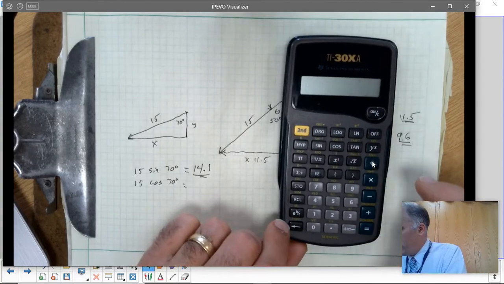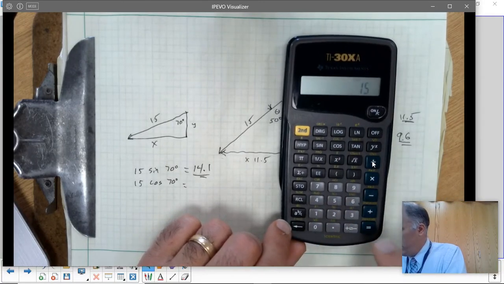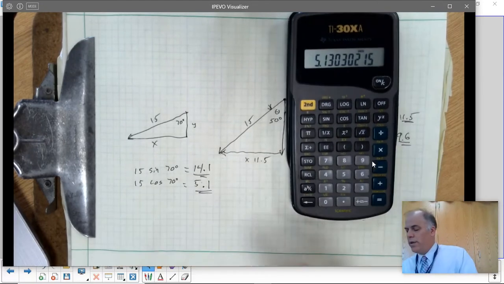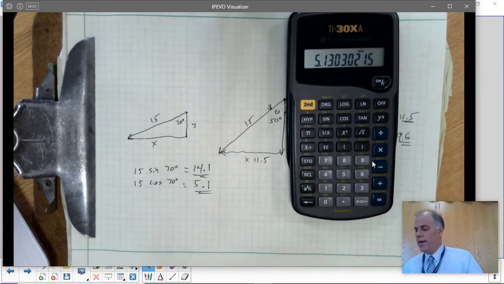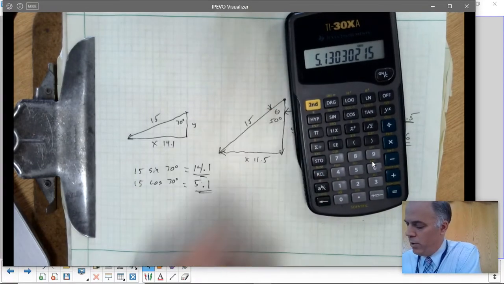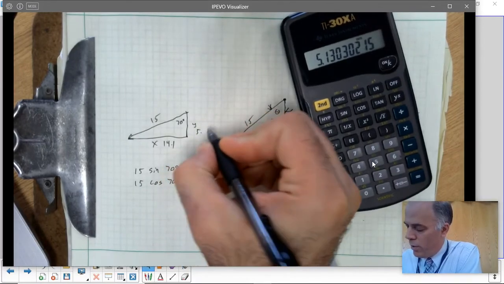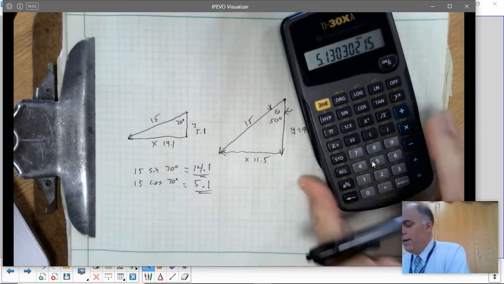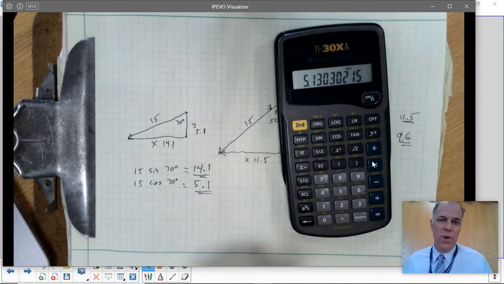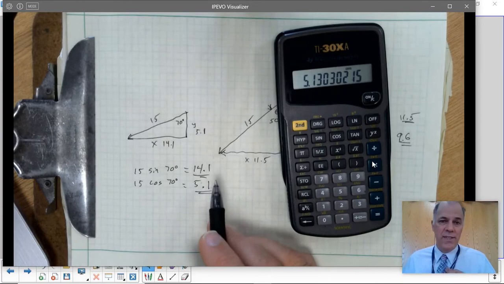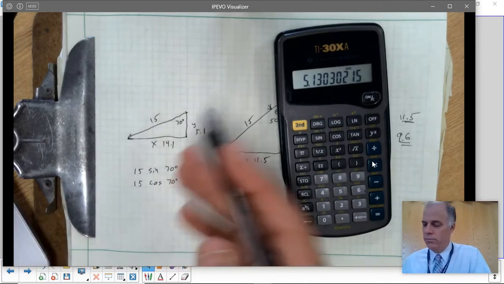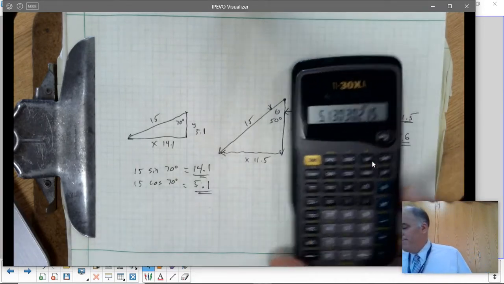Now we do same thing with the cosine. 70 degrees, take the cosine times 15 equals 5.1. Okay, now you notice I've done both functions, the sine and the cosine. And then once I have the numbers, then I'm just going to put them in. 14.1 for the long side, 5.1 for the short side. For most of these problems that we're going to be doing, you're going to be doing both the sine and the cosine. And just speaking for myself, I find this easier to just do them both and then put the numbers where it makes sense that they would go. Okay.